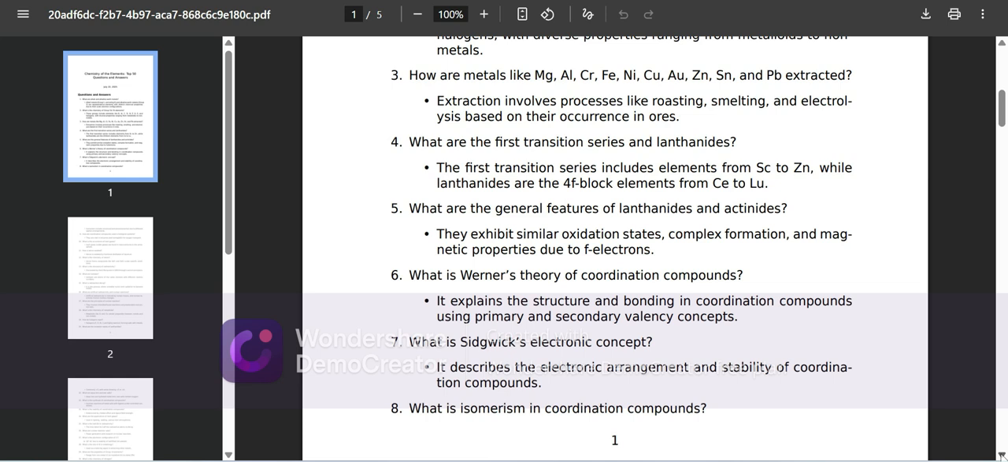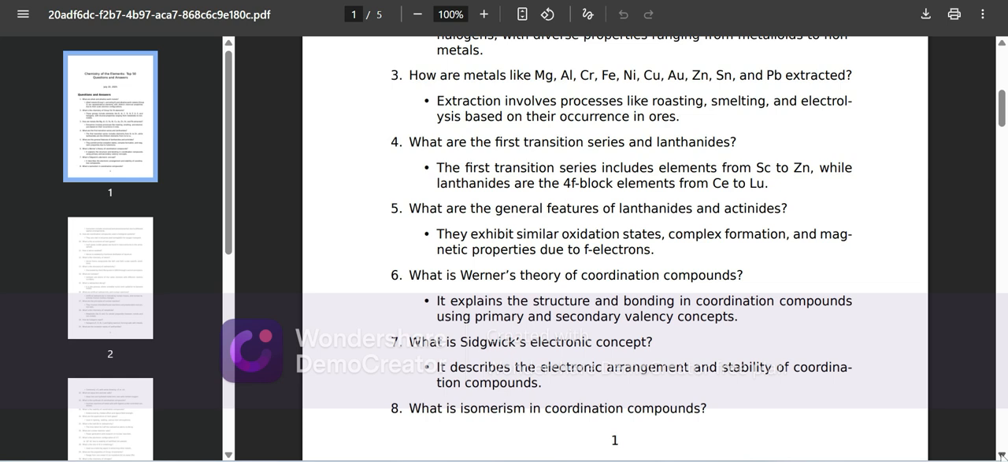How are metals like magnesium, aluminium, chromium, iron, nickel, copper, gold, zinc, tin, and lead extracted? Extraction involves processes like roasting, smelting, and electrolysis based on their occurrence in ores. What are the first transition series and lanthanides? The first transition series includes elements from scandium to zinc, while lanthanides are the f-block elements from cerium to lutetium.